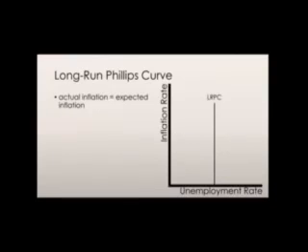The long-run Phillips curve is the relationship between inflation and unemployment when the actual inflation rate is equal to the expected inflation rate. It is vertical at the natural unemployment rate because in the long run, any expected inflation rate is possible.